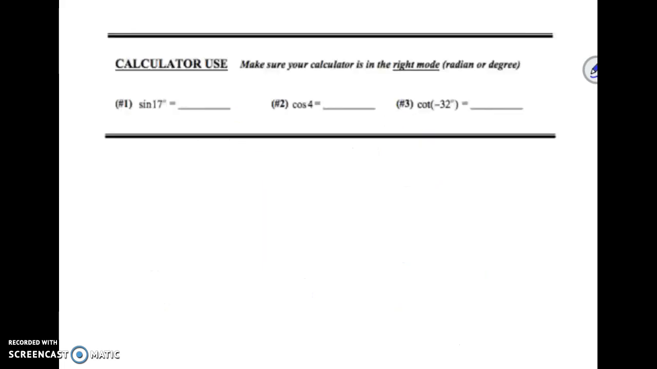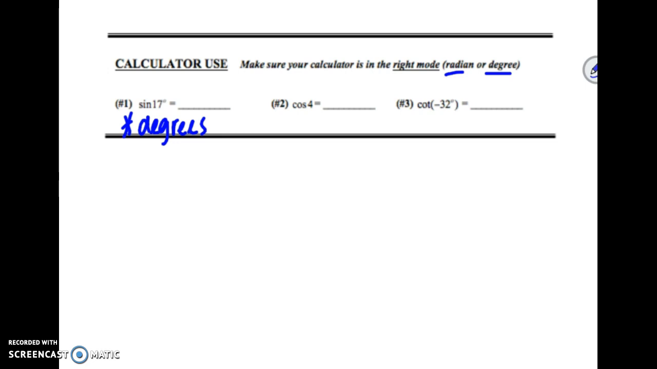For the next section, you're going to need a calculator. And one important thing is to make sure that your calculator is in the correct mode, either radians or degrees. So for number 1, we have sine of 17 degrees. So we need to make sure that our calculator is in degrees.